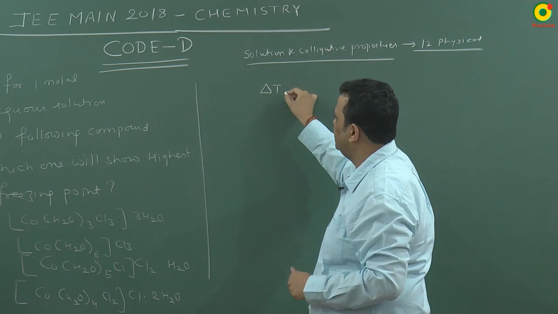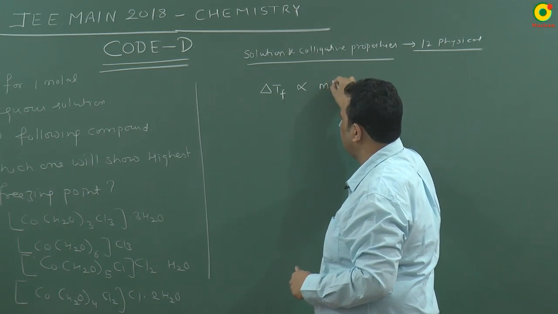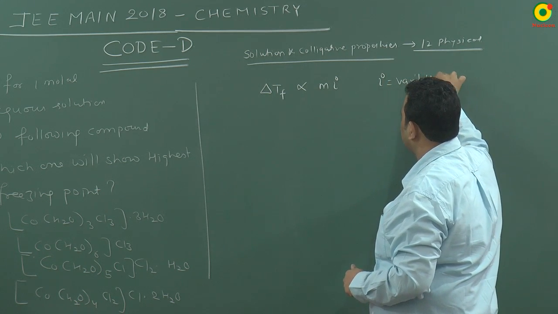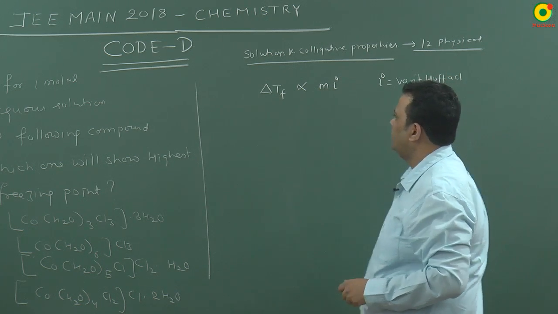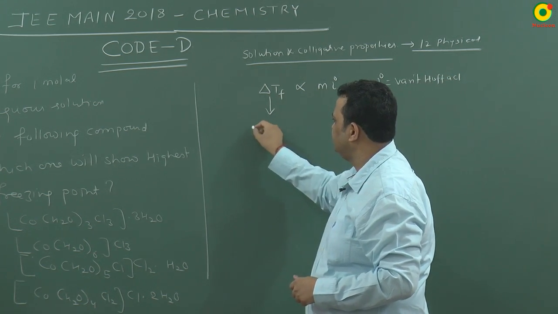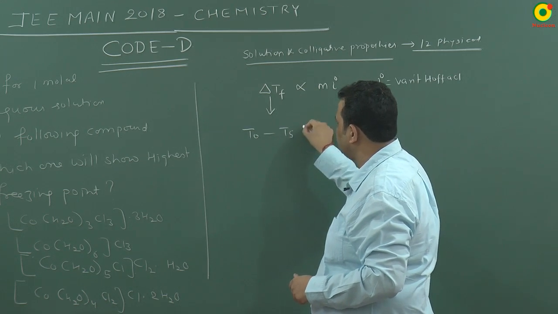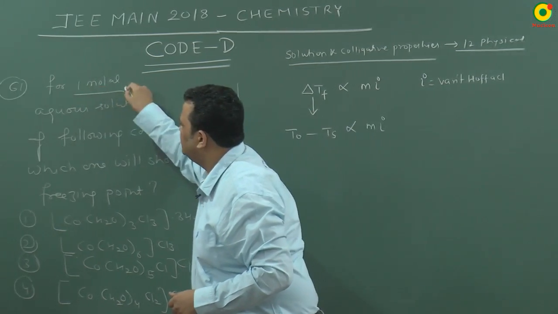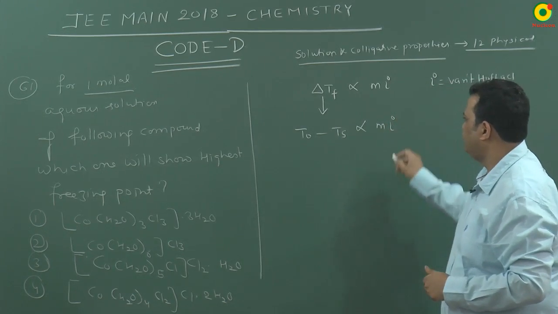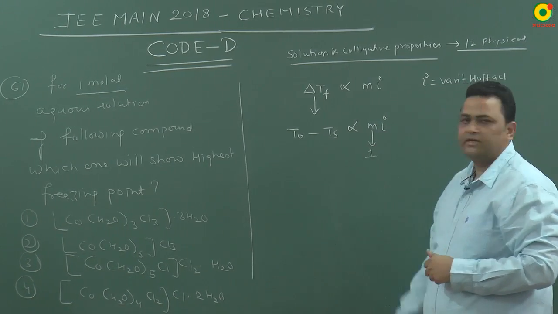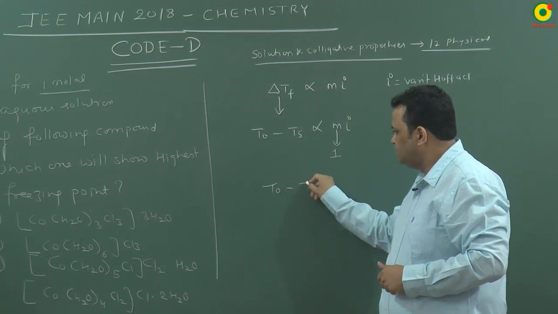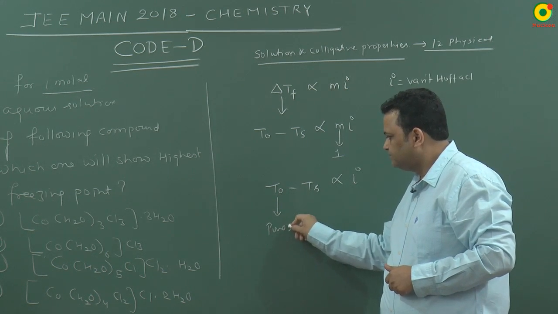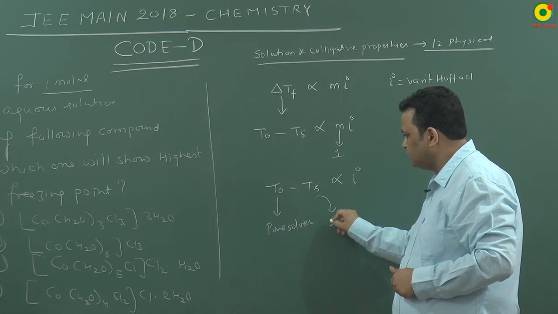So we have one formula: delta Tf is proportional to molality into i, and this i is the van't Hoff factor. Now I can say the difference in freezing point, T0 minus Ts, is proportional to molality into i. As he has told us, it is a 1 molar aqueous solution of each compound, so for each solution molality is 1. That means T0 minus Ts must be proportional to i. Now this T0 is for the pure solvent, while Ts is for the solution.